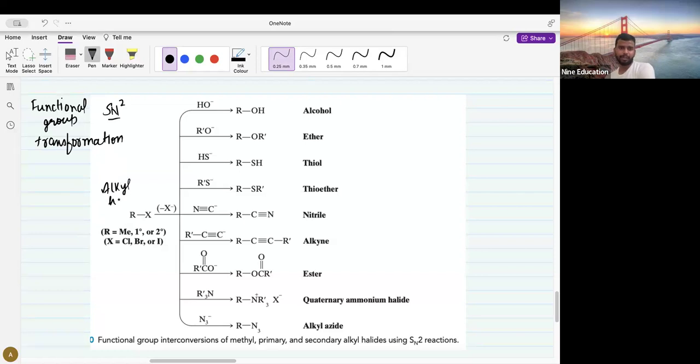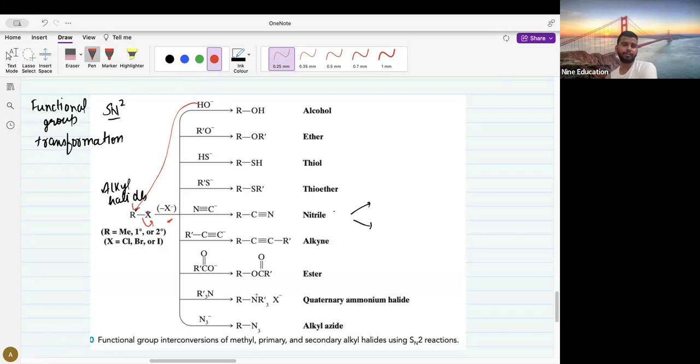So I can change from alkyl halides to alcohol, ether, thiol, thioester, nitrile, alkynes, ester, quaternary ammonium halide, allyl azide. है ना? These all examples you can take. In nitrile also there are two examples I will tell you. So one by one we will do. So these all are nucleophiles. They are attacking on the carbon of the alkyl halide. They will go and attack on the carbon to remove X minus.